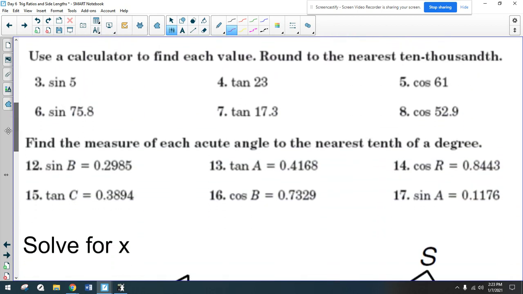Now, if you have these ones where it literally tells you to use a calculator, then you are allowed to do that. The other ones, I'll be looking for square roots. These ones, when it tells you to round, these are the ones you get to put in your calculator.